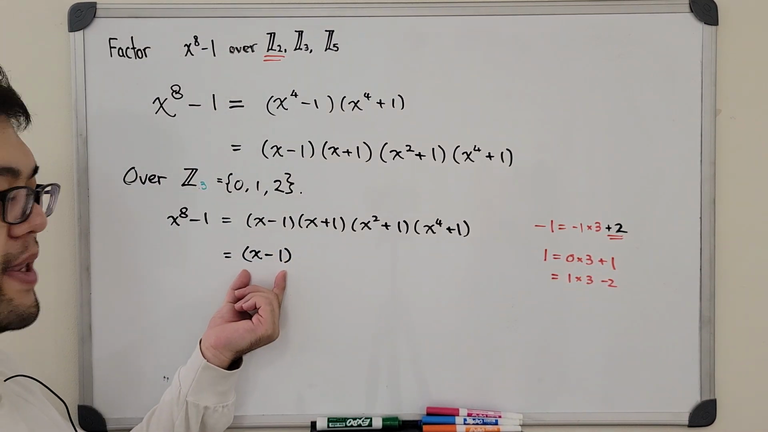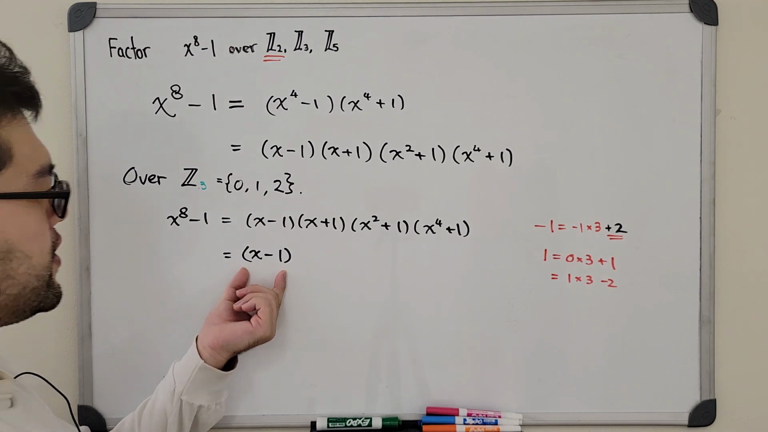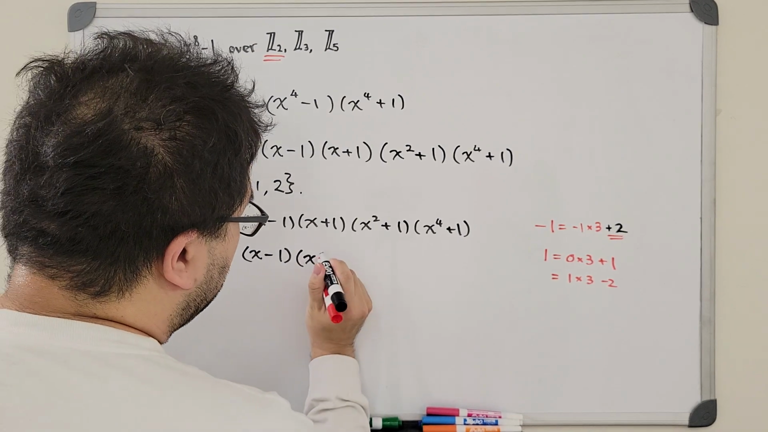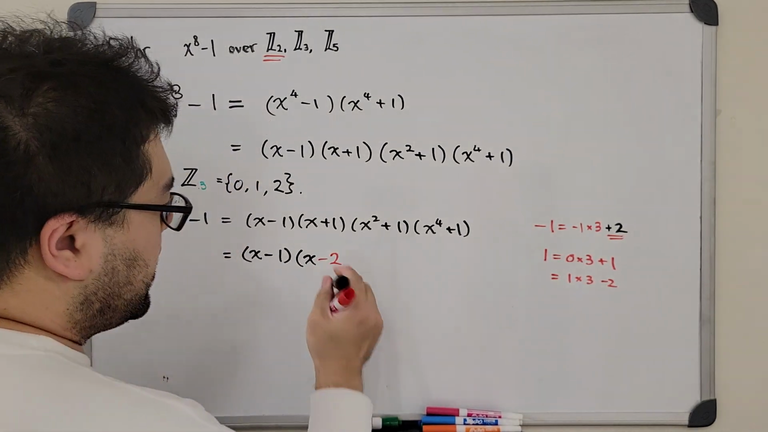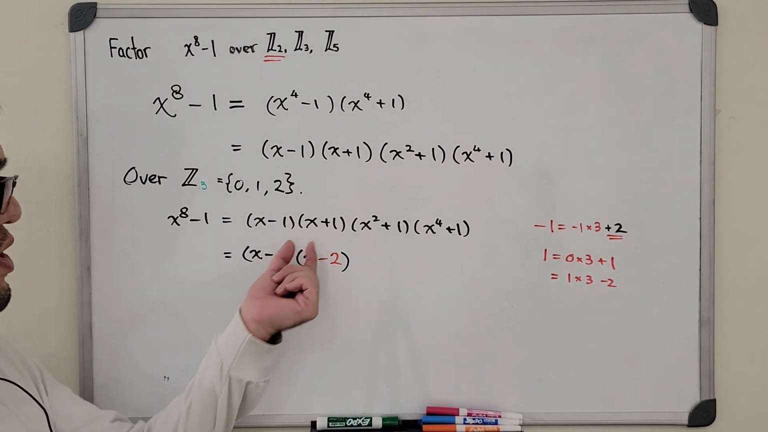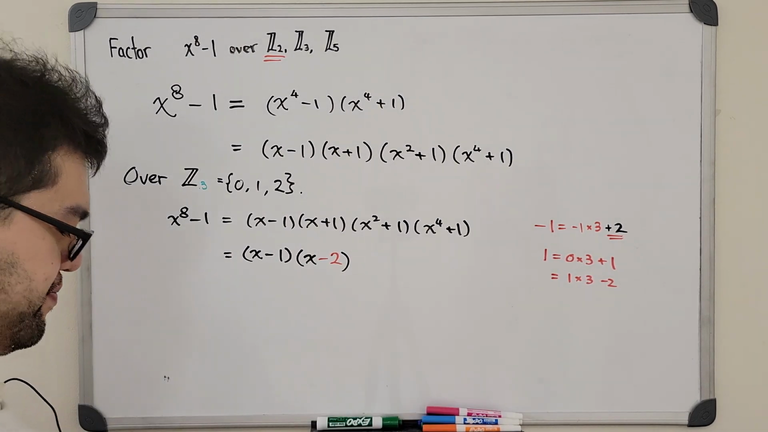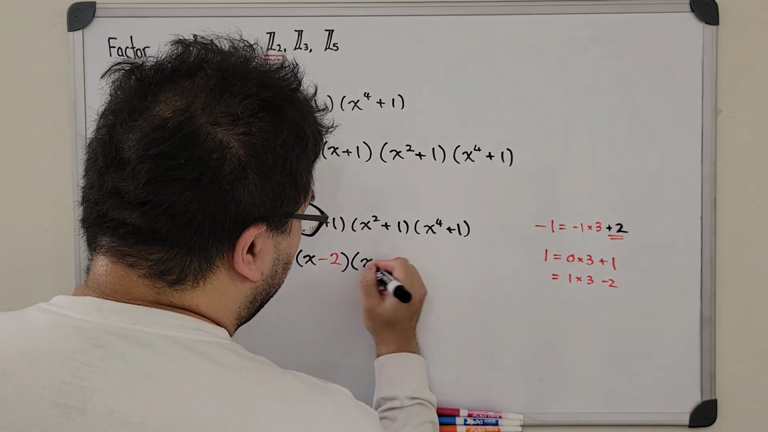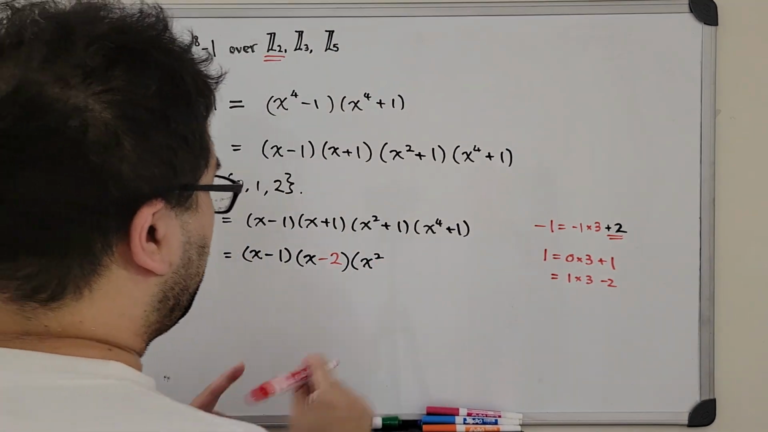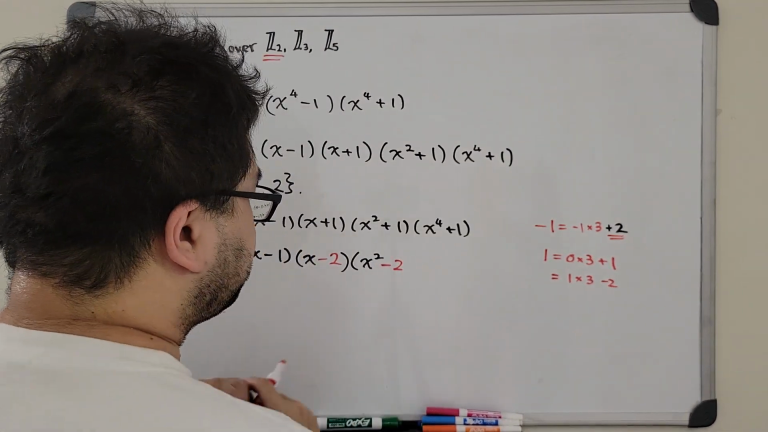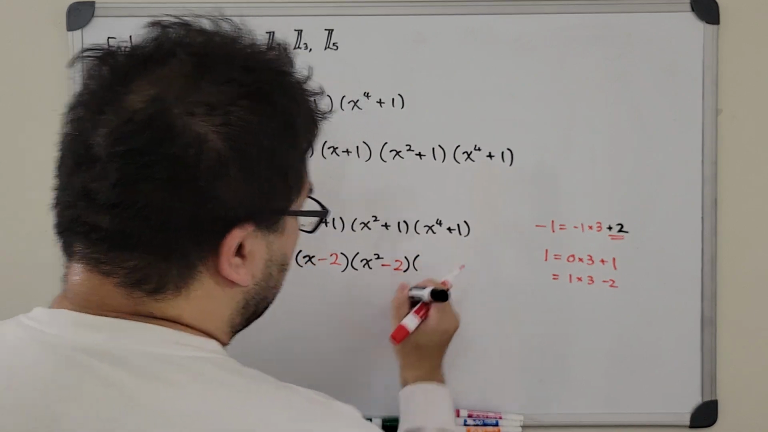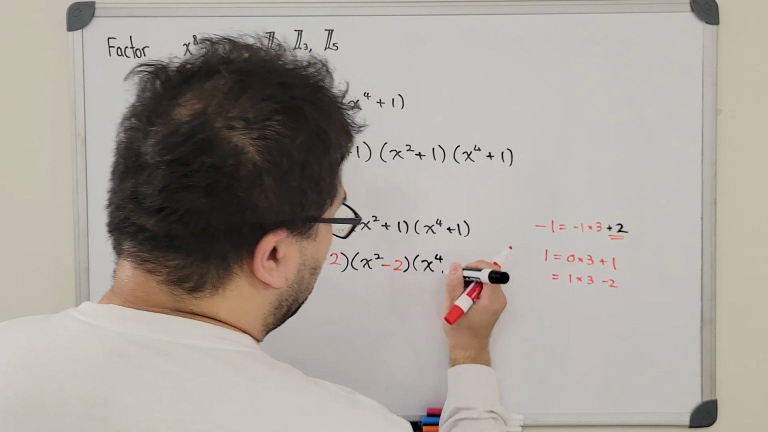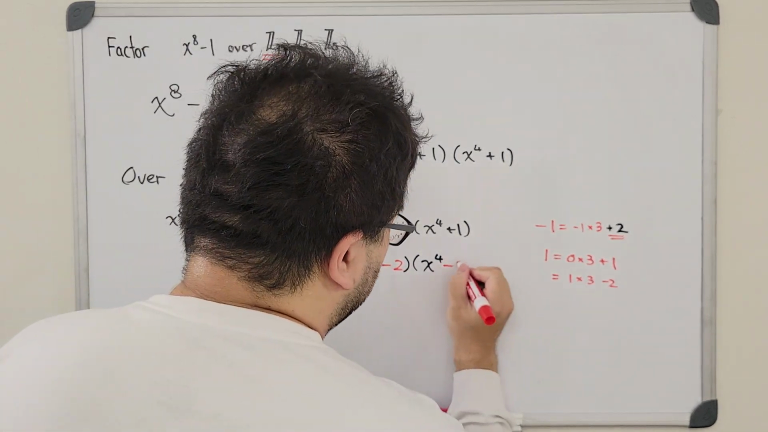The first term will still remain the same. We still have x minus 1. The second term will turn into x minus 2, as we claim that positive 1 is equivalent to negative 2. Then for the next one, we will have x squared minus 2. Last but not least, we will have x to the 4th power minus 2.